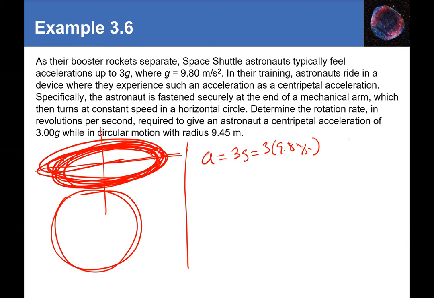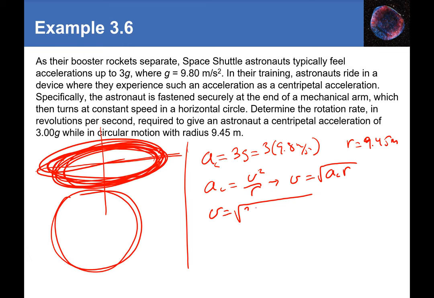Then I have the equation for centripetal acceleration, which is speed squared divided by the radius. And we are given the radius as 9.45 meters. Then I can use this to solve for speed, which is the square root of centripetal acceleration times radius. Then speed is equal to the square root of 3 times 9.8 times 9.45. So we're going to get 16.7 meters per second.